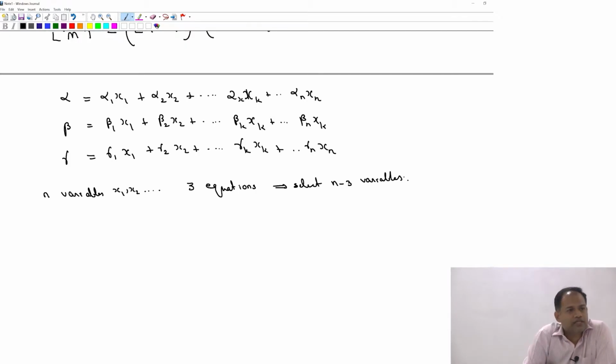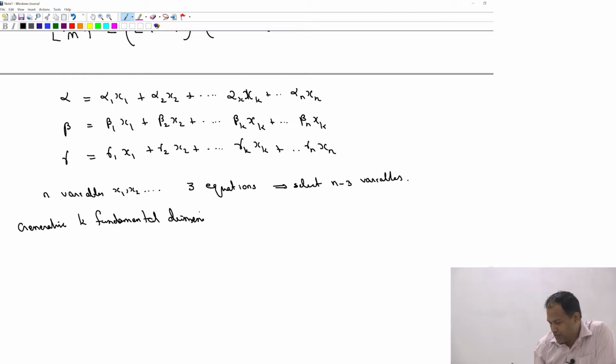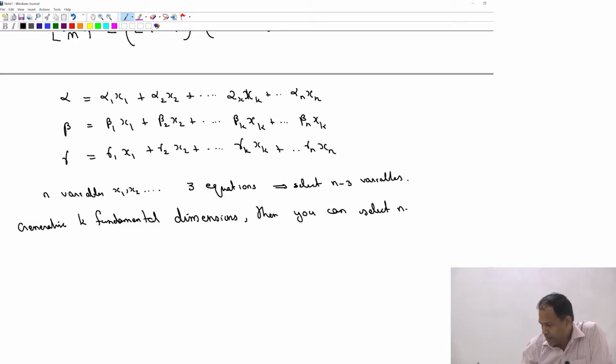This is because I selected 3 fundamental dimensions. If you generalize, if you have k fundamental dimensions, then you can select n minus k variables, which will fix, let's say, k other variables.